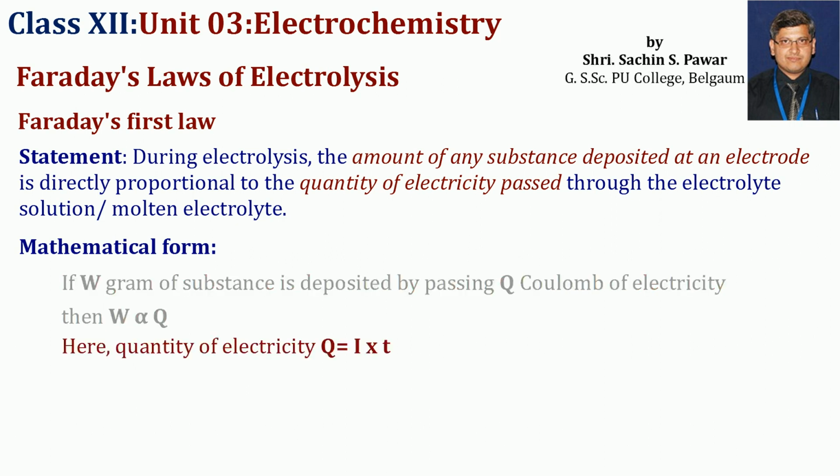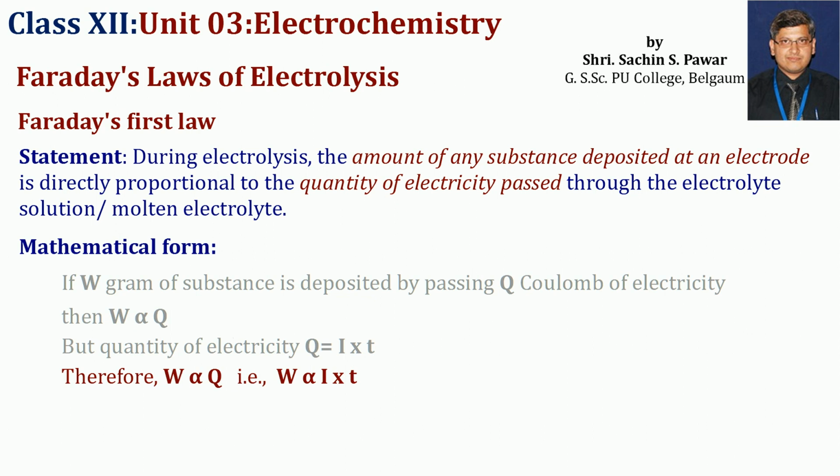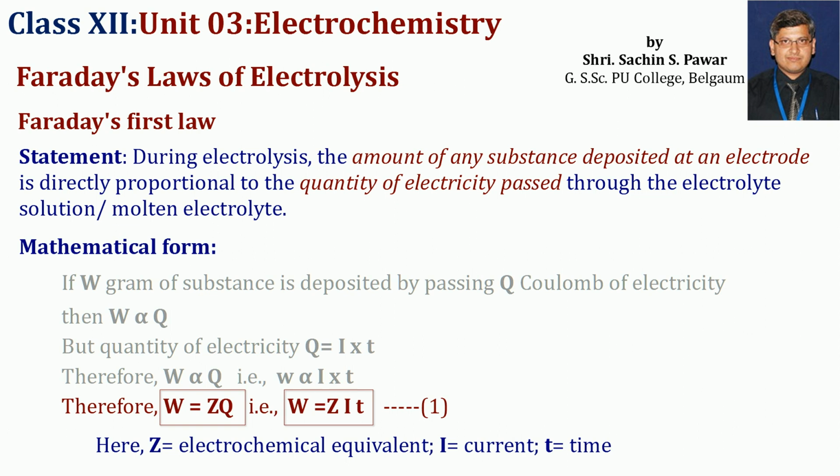Here the quantity of electricity passed is Q equals I into T, where I is the current and T is time. Therefore W is proportional to Q implies W is proportional to I into T. If we remove the proportionality sign in this equation, we can write a proportionality constant Z, and in that case we have W equals Z into Q, that is W equals Z into I into T. That is equation 1. It is the mathematical form of Faraday's first law of electrolysis, where Z, a proportionality constant, is called the electrochemical equivalent.